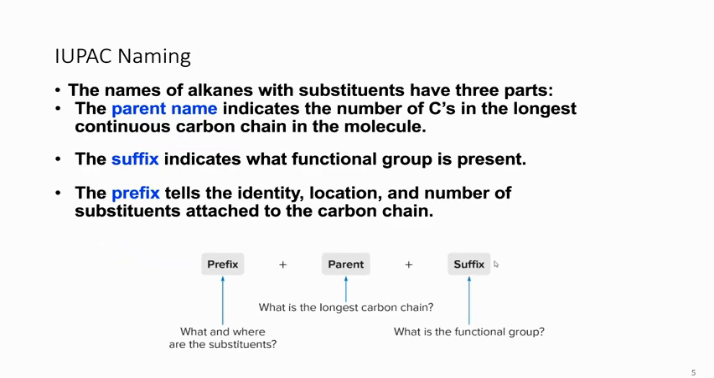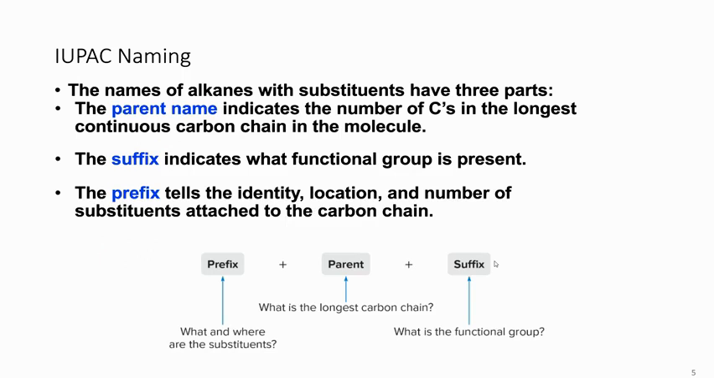All right, I don't think this is on here, but this is basically how we name organic molecules. We have a parent name, that's usually our longest carbon chain. Then our prefix tells us any groups or branches we have and where they are. And then the suffix tells us if we have anything special, so if there's a double bond, or if there's an aldehyde group, the suffix is where we're going to learn that.